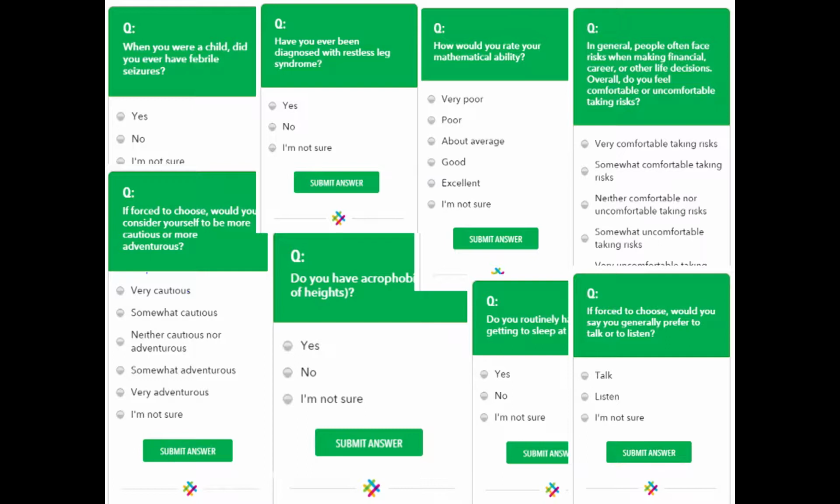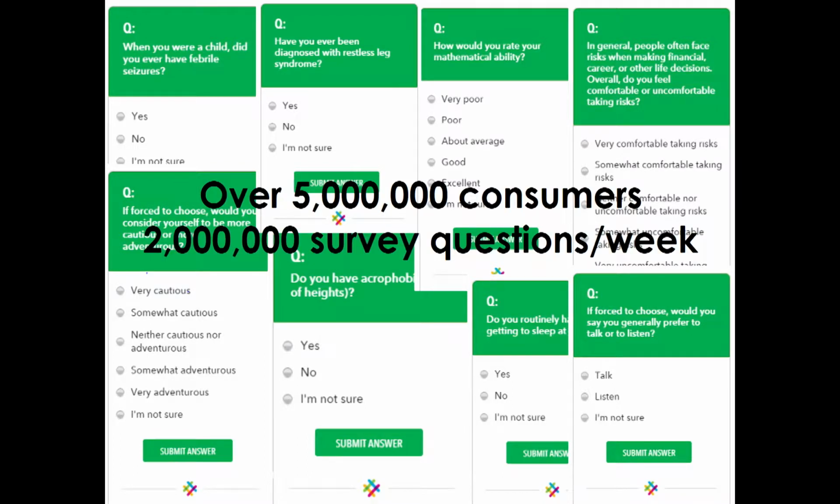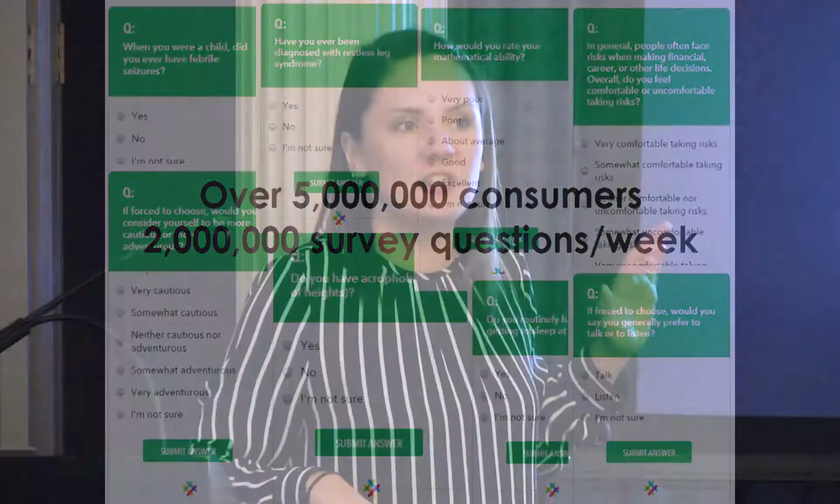It's amazing. People answer, so they have over 5 million customers at this point, 23andMe, and they answer over 2 million survey questions a week. Can you even imagine the data trove that they have? The data trove is so big that even if some people totally make it up, it doesn't even matter because they have so much data they can correct for that.